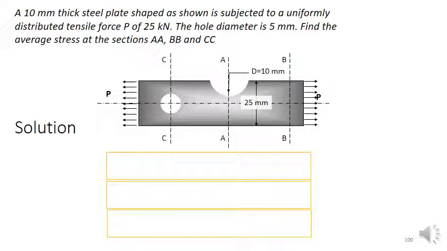So let us try to solve this problem. A 10 millimeter thick steel plate, with various holes as discussed. Let us try to calculate the stresses in different sections. Start with AA.